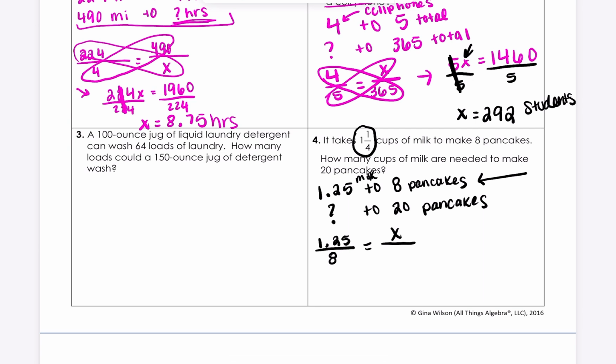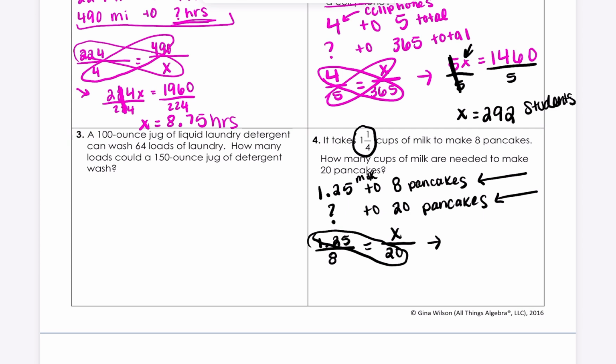In reality, you guys can use whatever variable you guys want. And for the bottom part, both fractions will have to be pancakes if we're being consistent. And that second ratio right here, we did get 20 pancakes. So I would put 20. Okay. So now we're going to go ahead and cross multiply. So this time I'm going to go ahead and do it the other way instead of how I did number 2. So I'm going to go ahead and multiply 1.25 times the 20.